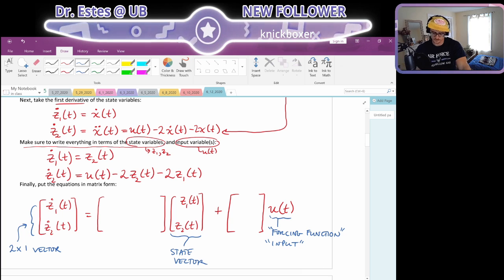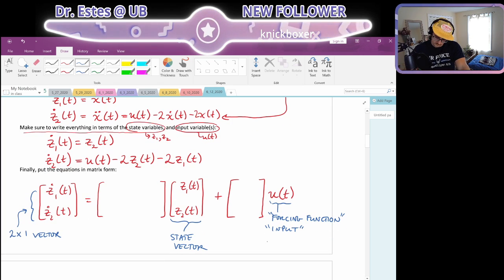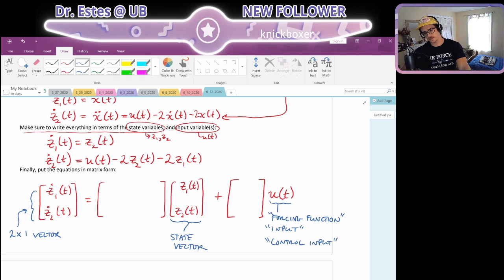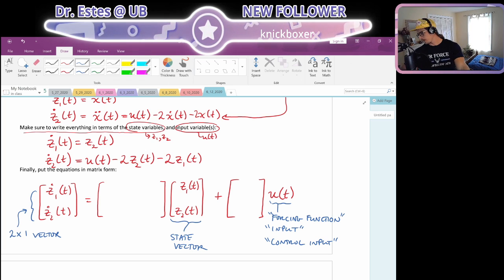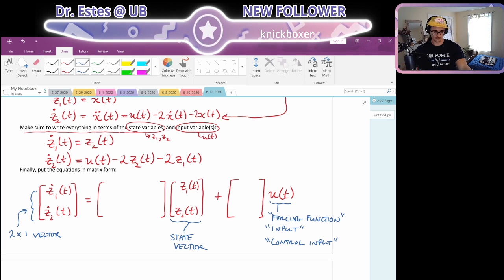input, sometimes it's called a control input, but it's just the external thing being applied to your system. So it could be a force, sometimes it'll be a source voltage, but in the problem it'll be clear what the external function is.